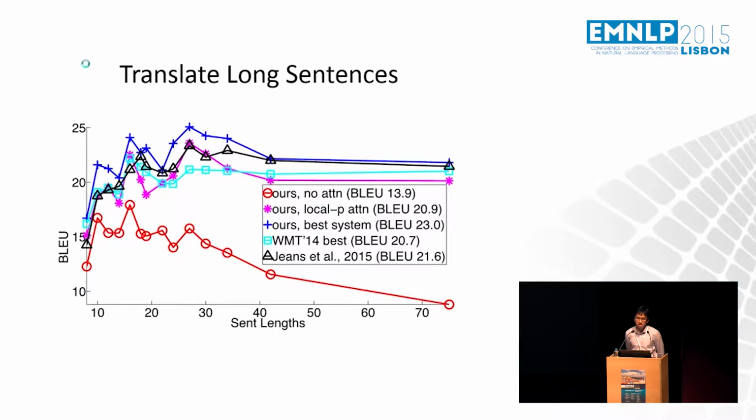And as we motivated at the beginning, the attention model can translate long sentences really well. So we did something similar to Bahdanau's work, where we group sentences by length, short sentences first and then long sentences later.